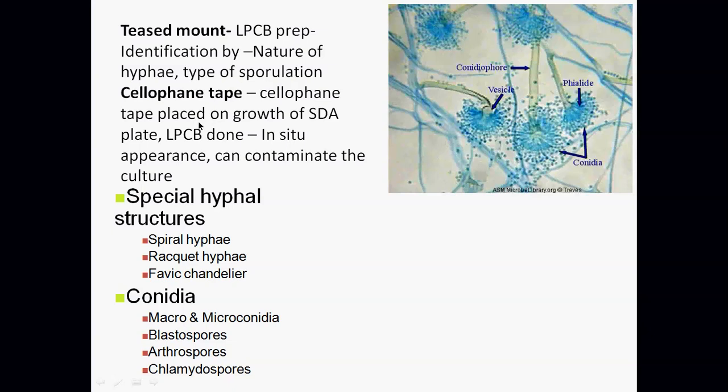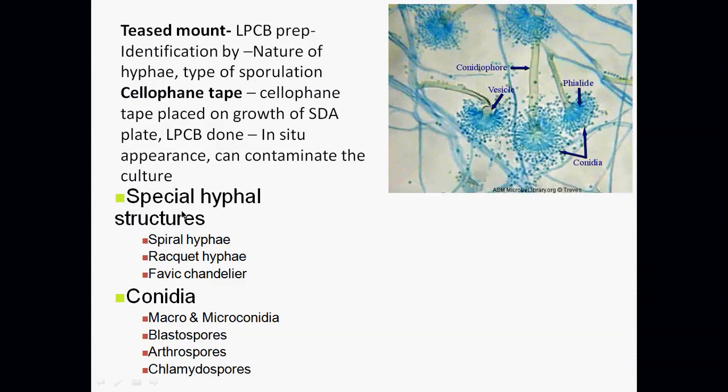Now in cellophane tape preparation, a cellophane tape is placed on growth on Sabouraud dextrose agar, and over a slide take a drop of LPCB. In that you have to put that cellophane tape, and now this gives you an in situ appearance, but this can contaminate the culture. So this is usually not a preferred method, but for seeing the proper morphology you can use this technique. Now this is directly seen under the microscope.